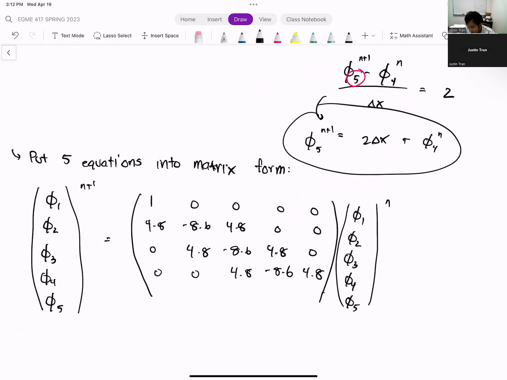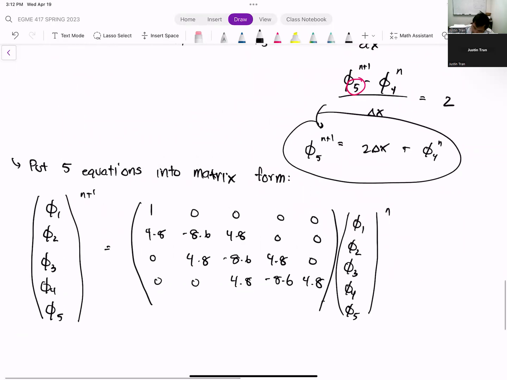All right, and then finally, for the last row here, we have a Neumann boundary condition. For a Neumann boundary condition, we only have one coefficient here, which is the phi4, which is 1. So that's the matrix of coefficients multiplied by phi n.